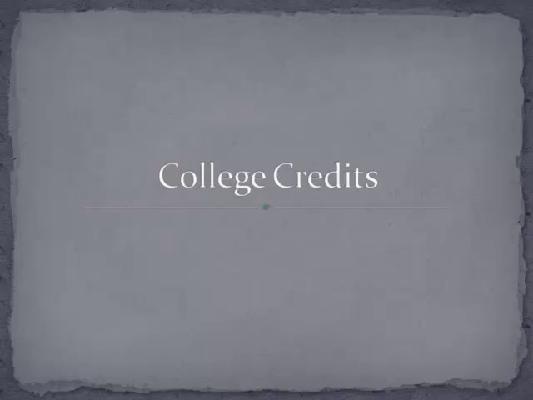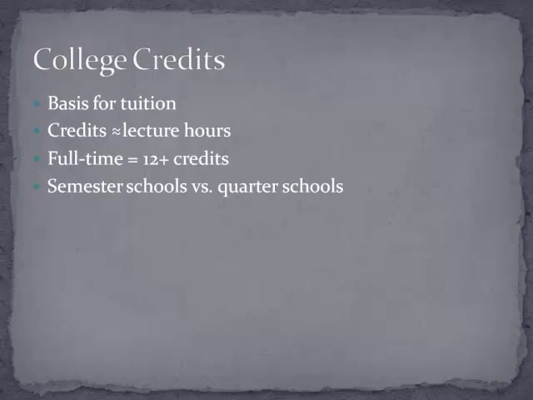Okay, so the number of credits. The credits equal the number of lecture hours per week, roughly. So, for example, if the class is all lecture, like a history class, and there are 5 hours of lecture in that week, it would be a 5-credit class.